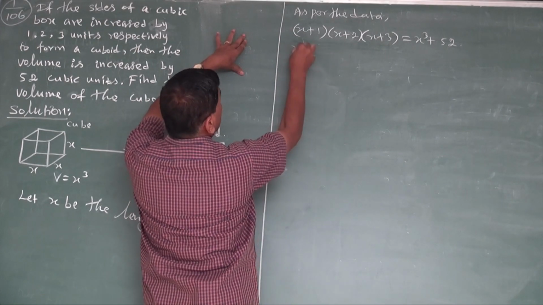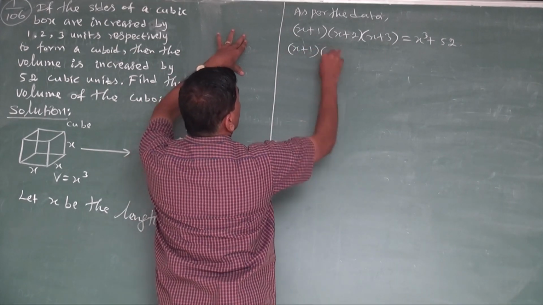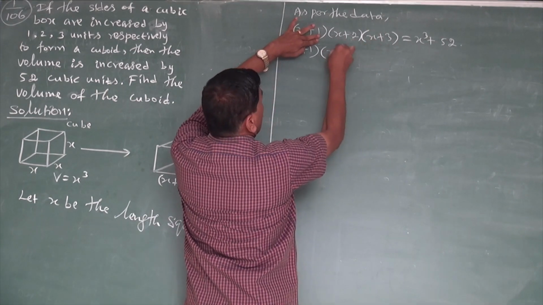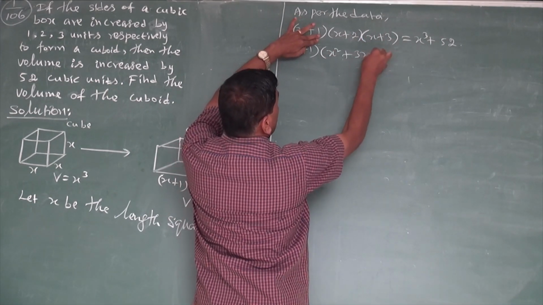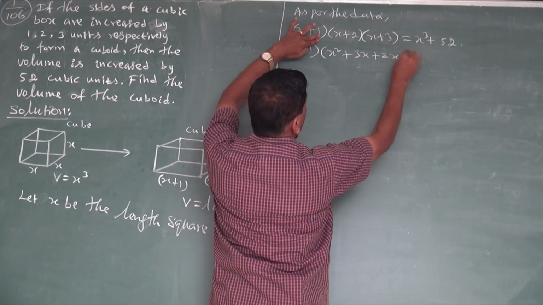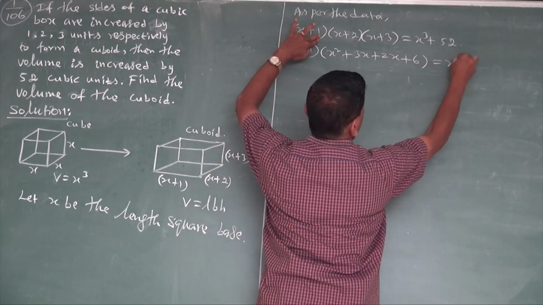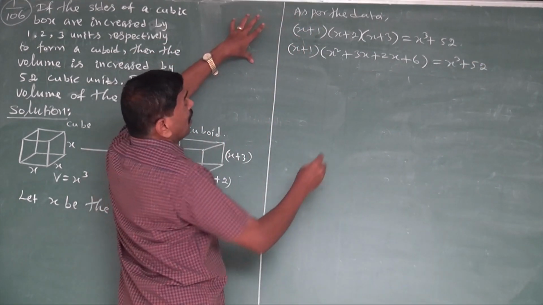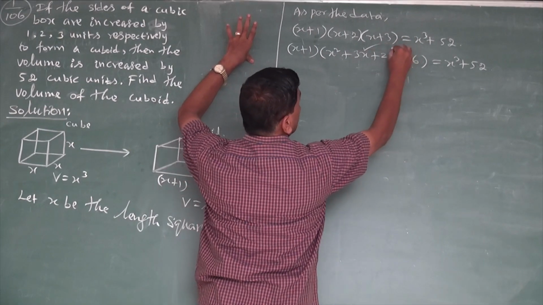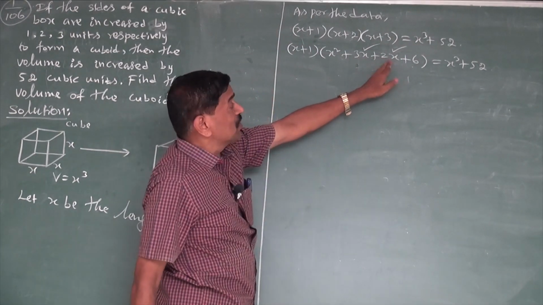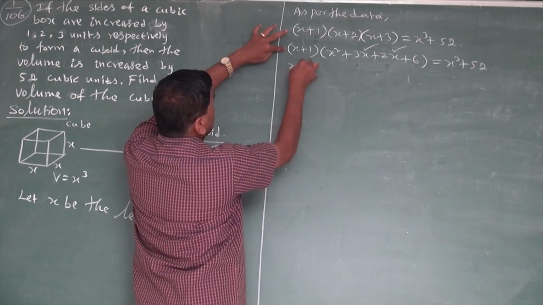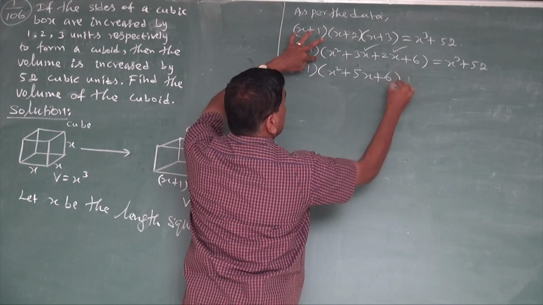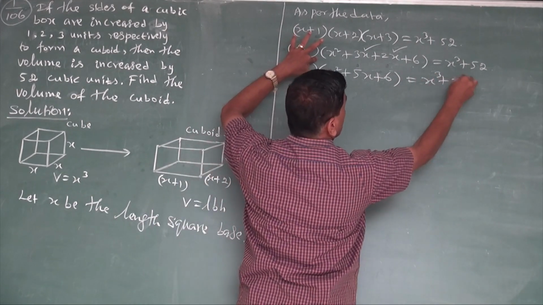Now just a simplification. Simplification is given by x plus 1 fixed, multiplying the last two: x into x square plus x into 3, so 3x, plus 2 into x, 2x, plus 2 threes are 6, which is equal to x cube plus 52. Now just algebraic multiplication. First complete the bracket: 3x plus 2x are like terms, which is equal to 5x. That is x plus 1 into x square plus 5x plus 6 is equal to x cube plus 52.